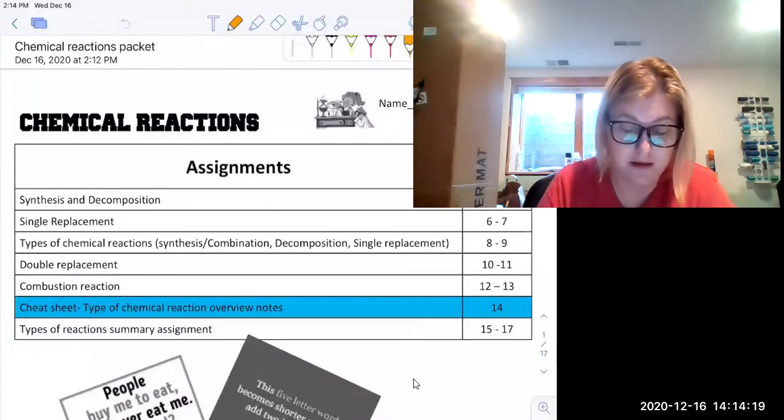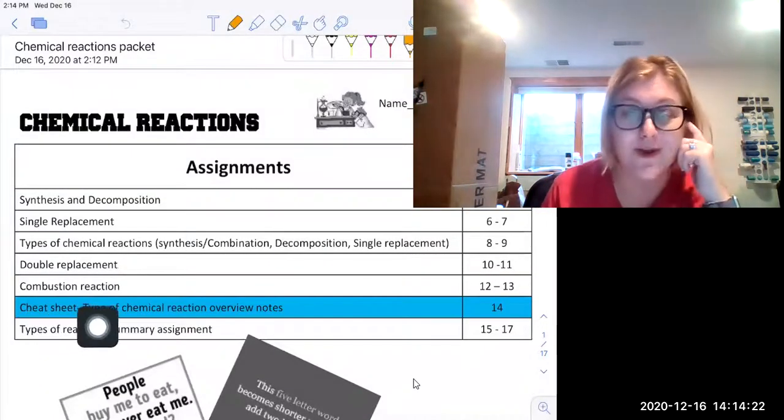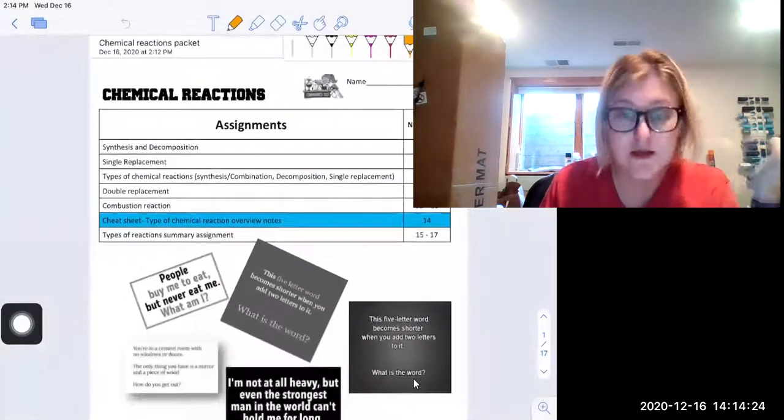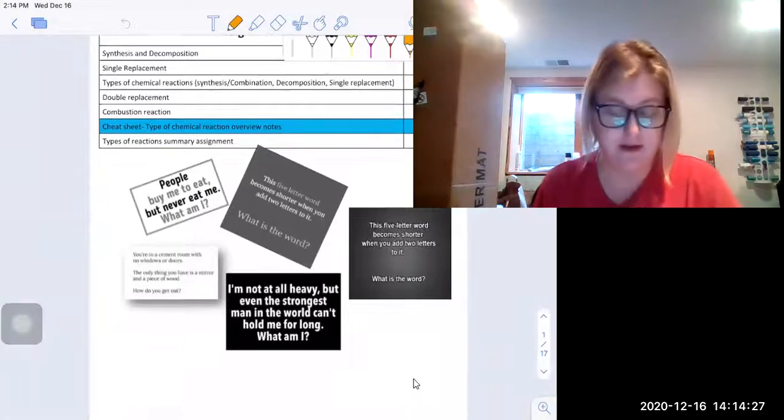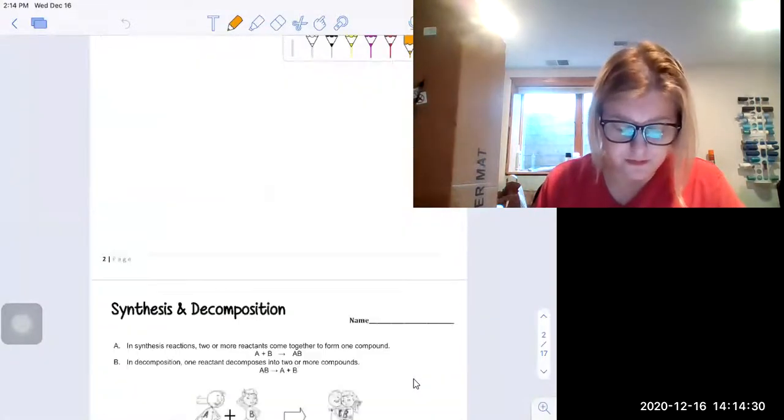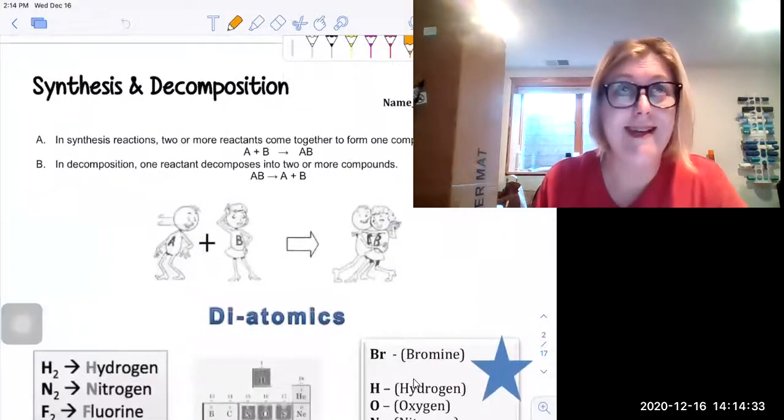Right now, you should have already downloaded and uploaded into Notability your new chemical reactions packet. That pretty much has what you need to do your next unit. There's some really good helpful hints and helpful sheets in there. In particular, this cheat sheet goes over everything that you need to have, okay? So I'm here to talk to you today about the first type of reactions, called synthesis and decomposition.